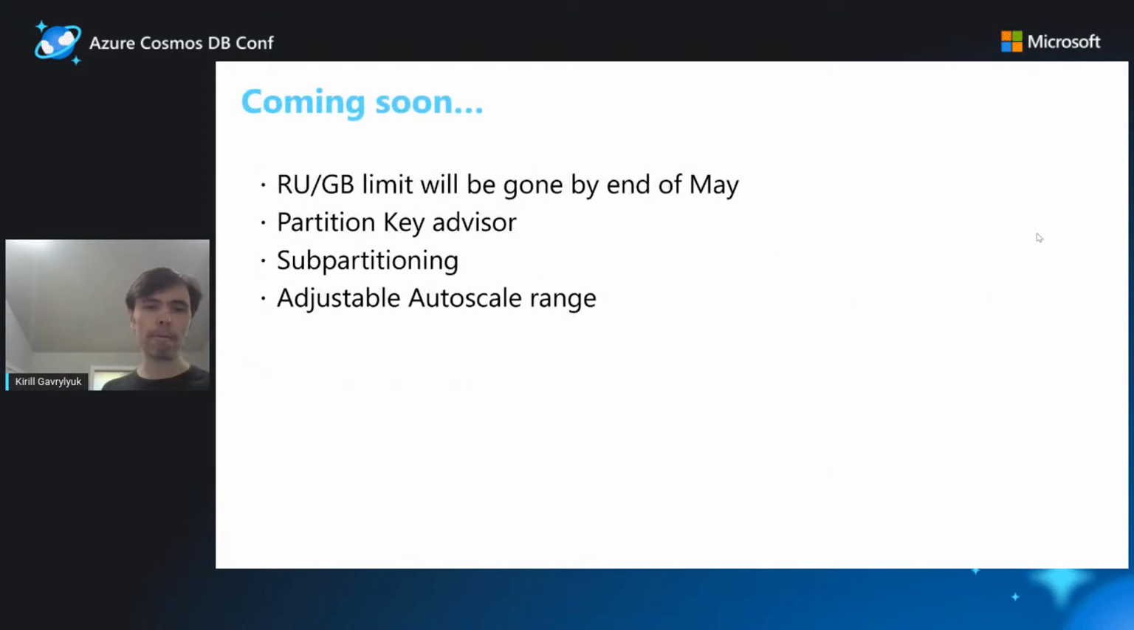Since we're all among friends, a few other exciting things coming down the road. We are removing the RU per GB limit. Some of you may know it, not everyone. It's something that matters when your application uses Cosmos DB to store a lot of data, but the traffic is not high. In the past, you had to always provision some amount of throughput. That will be gone this spring. And it's actually already available, you just need to reach out to us. In the documentation there is a link. If you request, we'll remove that limit for you.